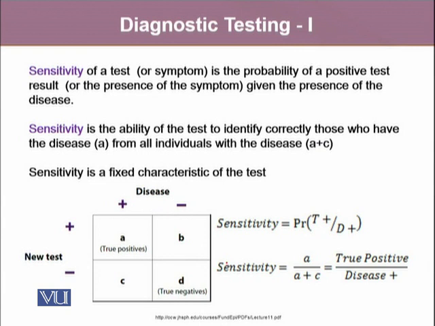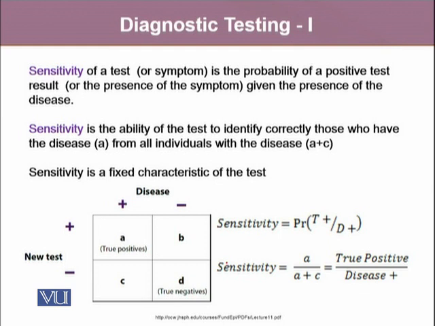The measure that we often use to determine if a new proposed test is better than the pre-existing gold standard test, one of those measures is called sensitivity. Sensitivity of a test is the probability of a positive test result given the presence of the disease. In other words, sensitivity is the ability of the test to correctly identify those who have the disease from all individuals with the disease.